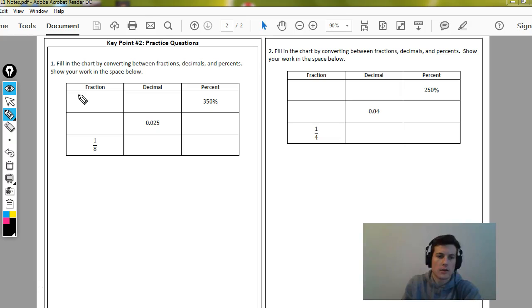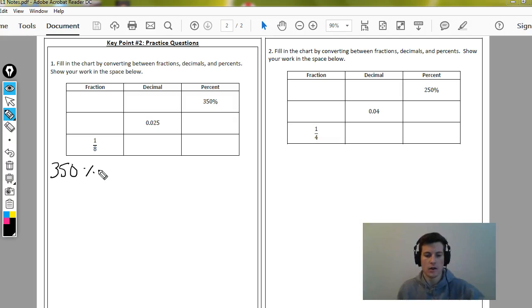Okay. What we're going to do is fill in this chart, and then you're going to get a chance to do the same thing on the right side and check your work. So we're going to convert amongst all three: fraction, decimal, and percentage. So let's see, how do we go from percentage to fraction and decimal? Well, we've already done that, so we will start there for practice.